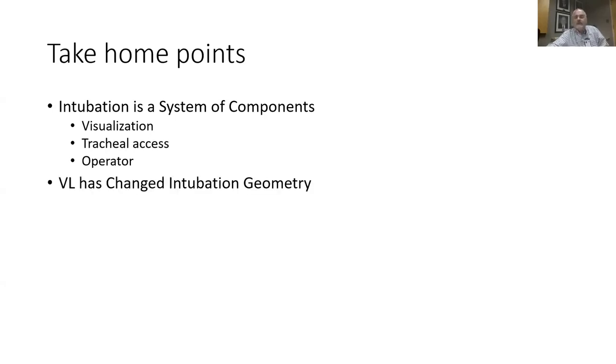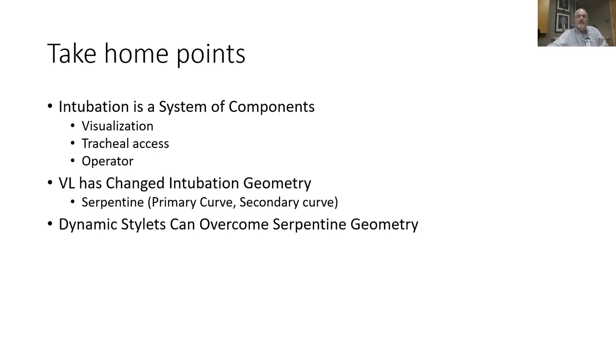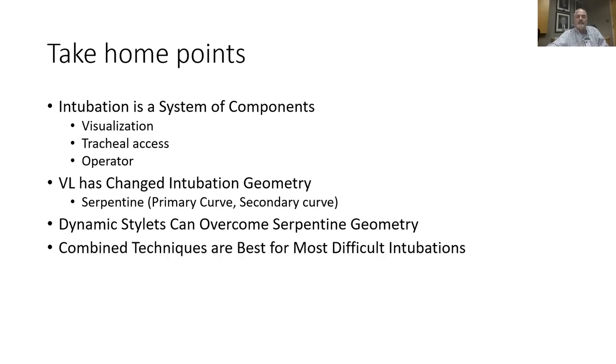VL has changed intubation geometry. It's now a serpentine pathway. We shouldn't be thinking in straight lines; we should be thinking in terms of a primary curve and a secondary curve that are in opposite directions, and that inflection point is at the glottis. You'll notice the glottis, that inflection point, is where we have tracheal access problems most of the time with VL. Dynamic stylets can overcome serpentine geometry.